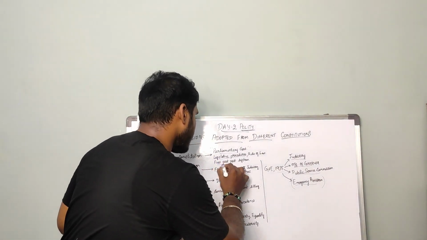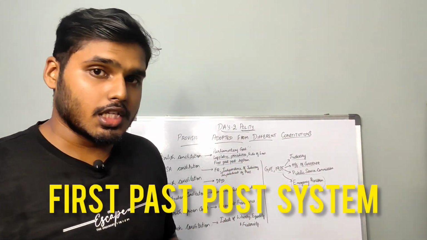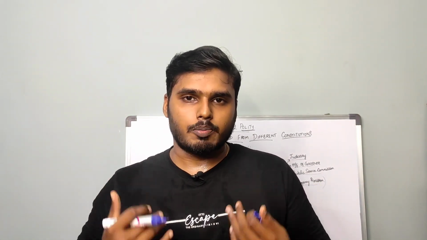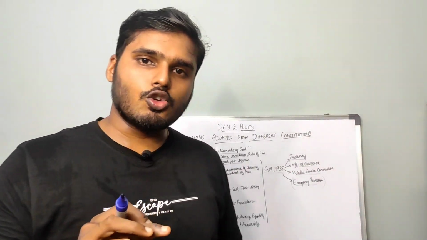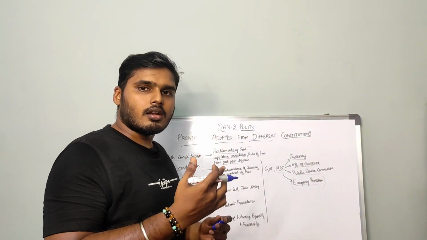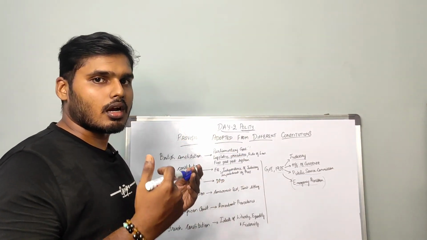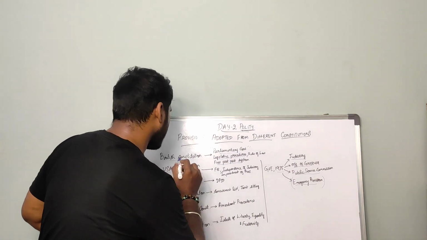The next comes the first past the post system. This is very, very important with respect to the election system which is still followed in India, be it the parliamentary elections, the Lok Sabha elections, or the state legislative assembly elections. The first past the post system is used to determine who has won the majority and to form the government within India. The next one is the US Constitution.